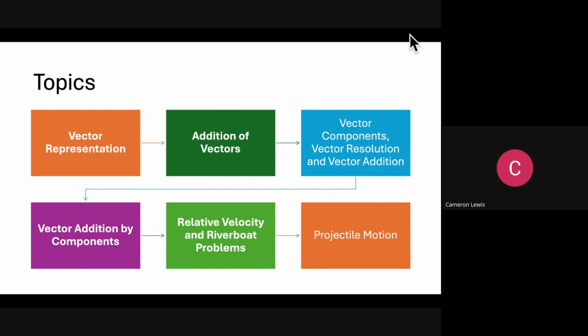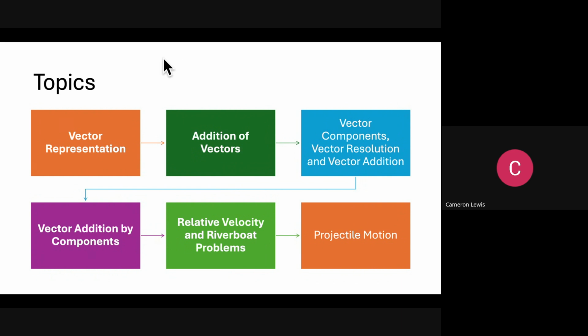So you have vector representation, just how you represent a vector between its magnitude and direction, and the addition of vectors, so how we do vector addition, like how we add them from end to end. Then once you have that, looking at the individual components of a vector, and how you get to creating a resultant from that with vector resolution. And then now that we have our individual components, how do we add them together to create a new resultant? That's the last part, vector addition by components.